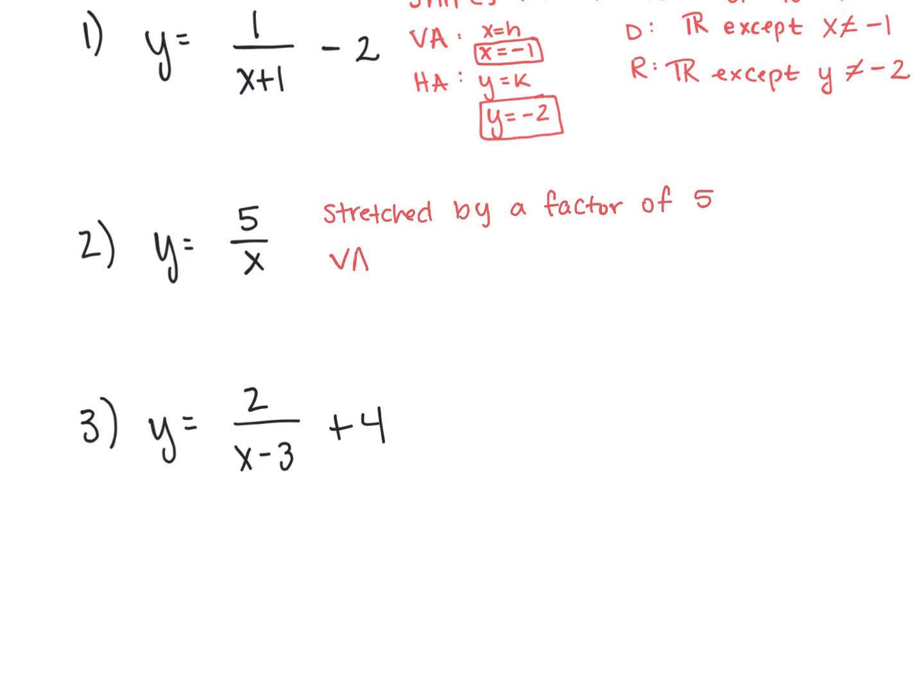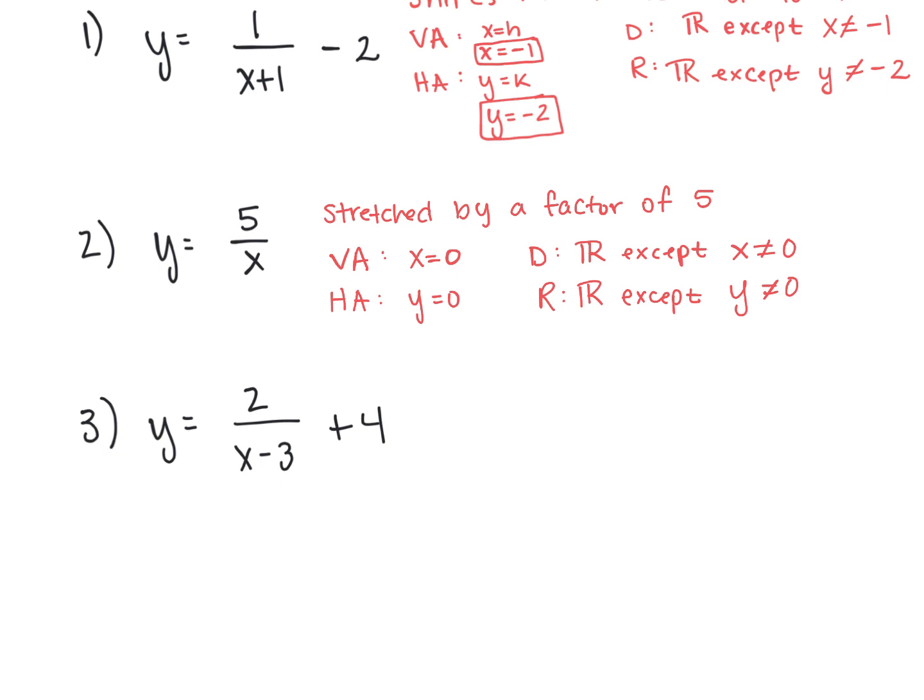So our vertical asymptote, x is equal to 0. Horizontal asymptote, y is equal to 0. Domain, all real numbers except x cannot equal 0. Range, all real numbers except y cannot equal 0. So when you only stretch or compress, the asymptotes and the domain and range stay the same as the parent function. Okay, so I want you to stop here and try number 3 on your own.